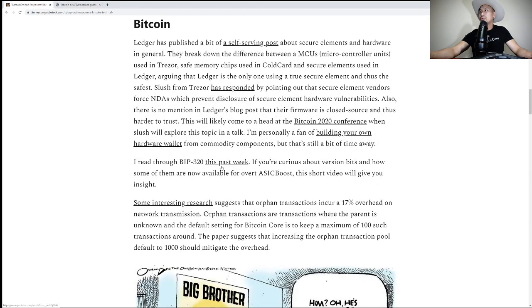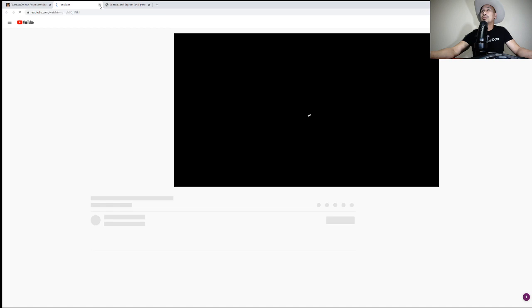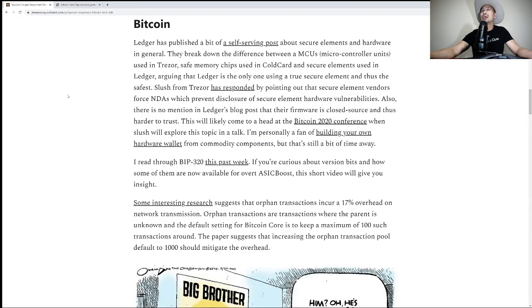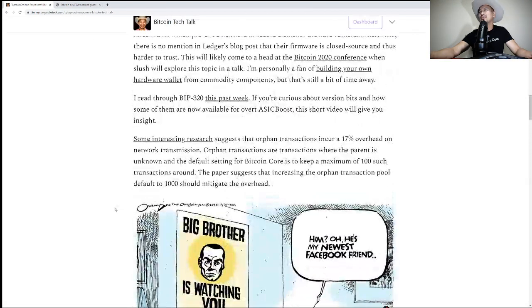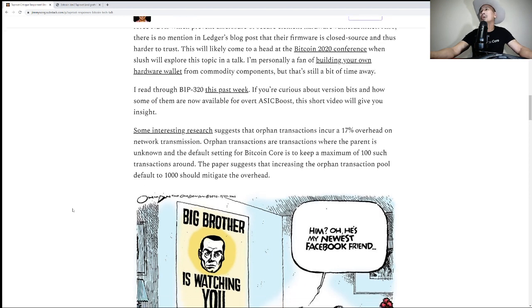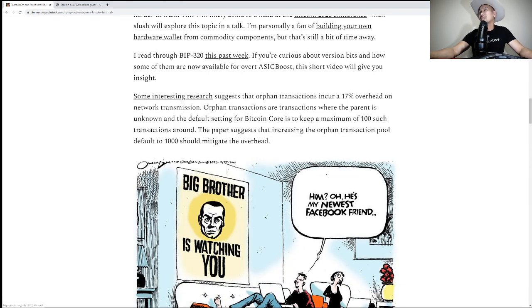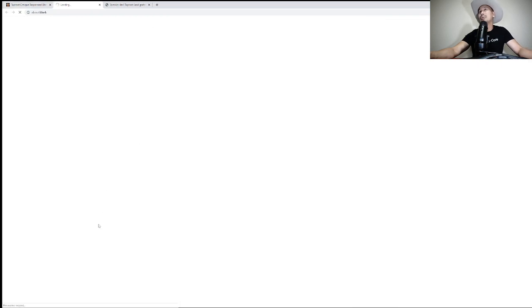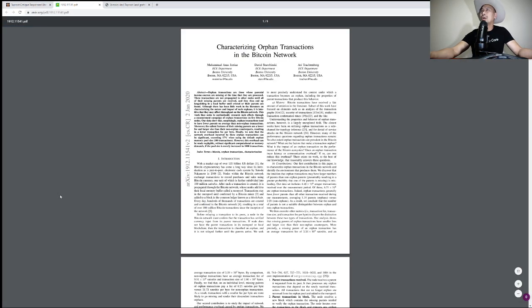I read through BIP 320 this past week, and if you don't know what that is, it's basically using version bits in a different way than soft forks for BIP 9. So it's repurposing them so that miners can use them, so we can get more security for the same hashing power. Some interesting research suggests that orphan transactions incur 17% overhead. This is an academic paper based on what you do with orphan transactions. And orphan transactions are where you don't know what the parent transaction is, right?